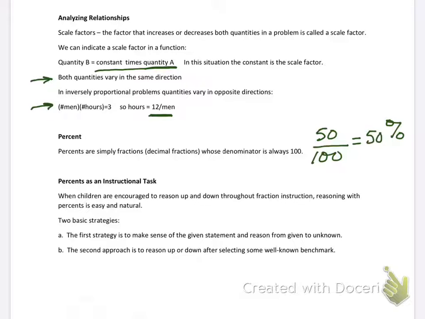Okay, percents as an instructional task. When children are encouraged to reason up and down throughout fraction instruction, reasoning with percent is easy and natural. So there are two best strategies. The first strategy is to make sense of the given statement and reason from given to unknown. The second approach is to reason up or down after selecting some well-known benchmark. Okay, so you have a couple of ways to start this.